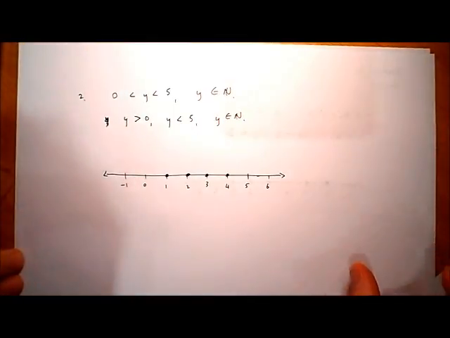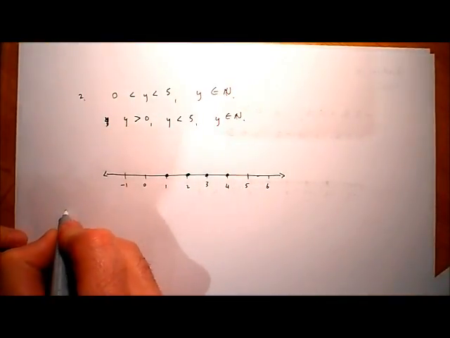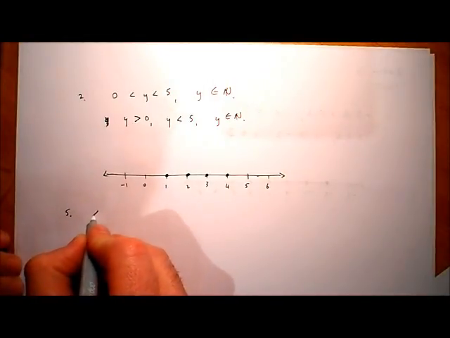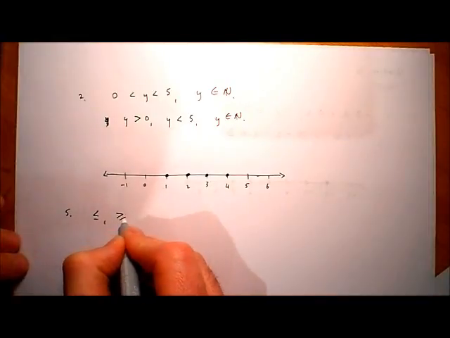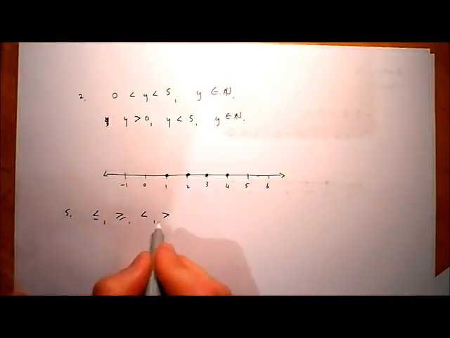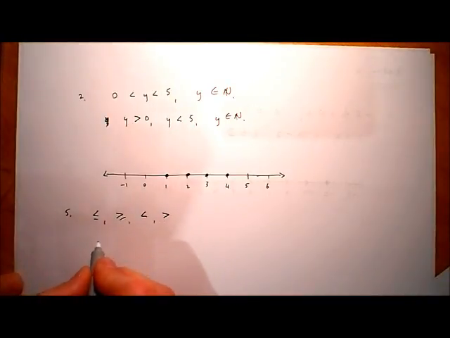Okay, question 5 then. Question 5 just says, what's the difference between an inequality and an equation? So an inequality has these symbols: less than or equal to, greater than or equal to, less than or greater than. So inequalities contain these, whereas an equation always contains an equals. And that's the difference between the two of them.